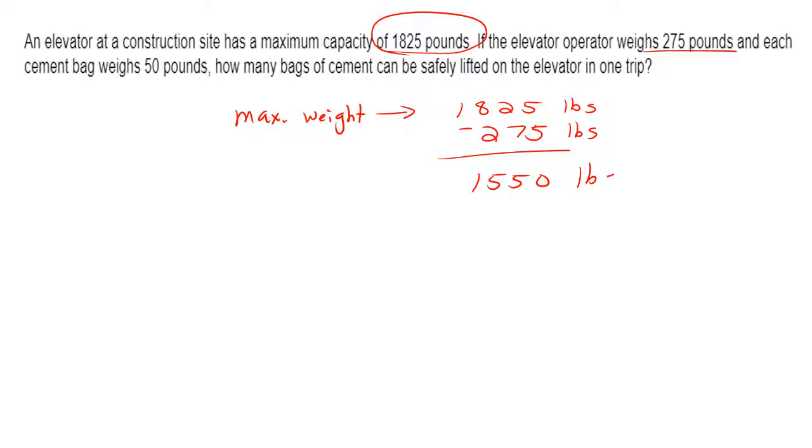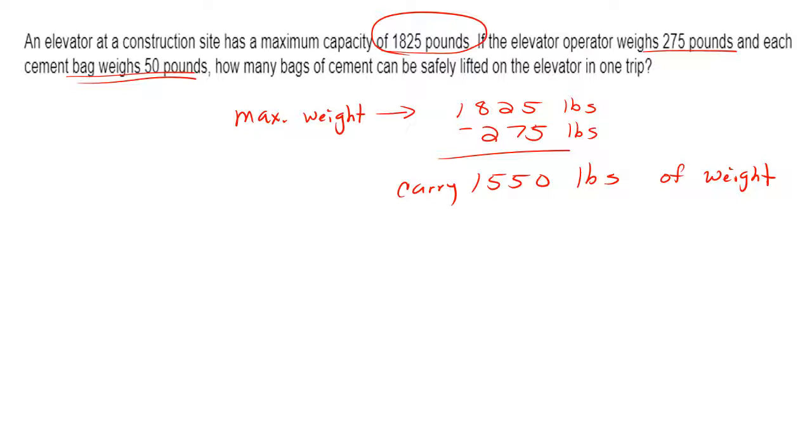So I can actually carry 1,550 pounds of weight in construction supplies. We are told that each cement bag, that must be the reason for the lift, is to haul up some cement bags, but each cement bag weighs 50 pounds. So how many bags of cement can be safely lifted?